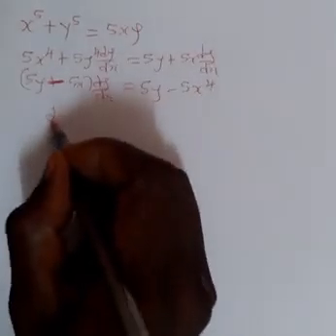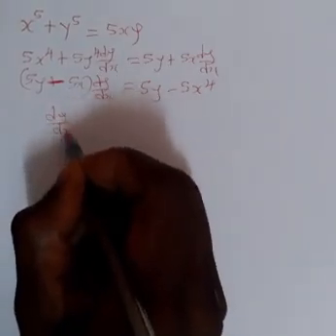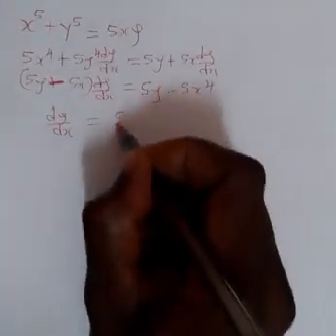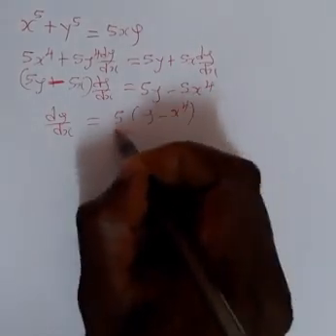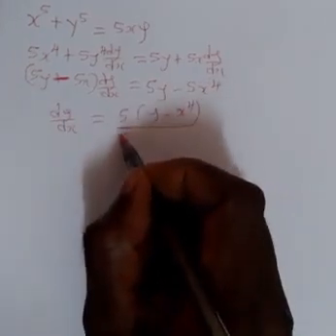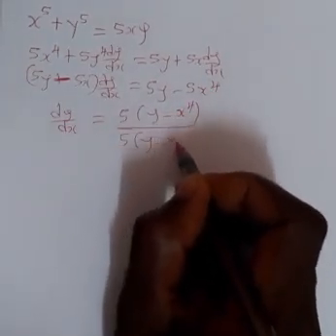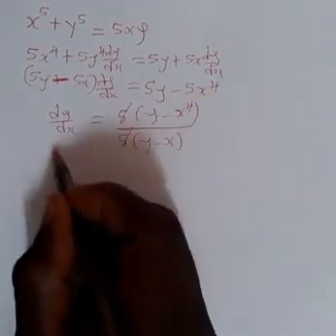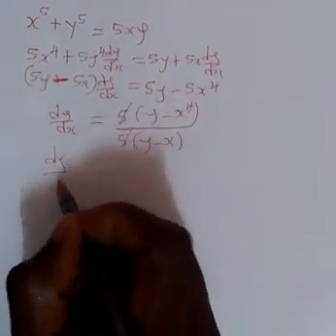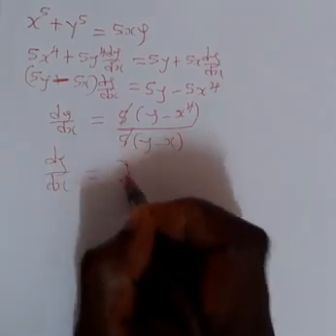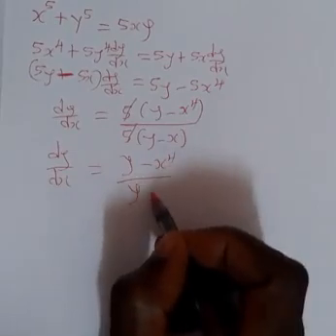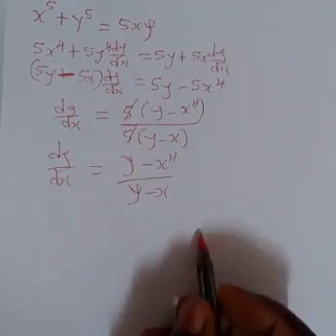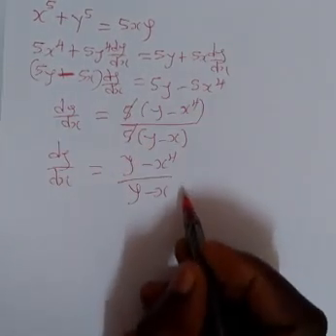So this will be dy over dx is equal to 5(y minus x)^4 all over 5(y minus x). This will cancel this, so dy over dx now will give us (y minus x) raised to the power of 4 over y minus x. So we can terminate this here.